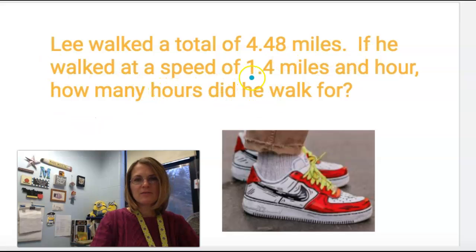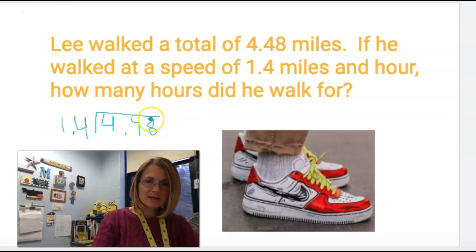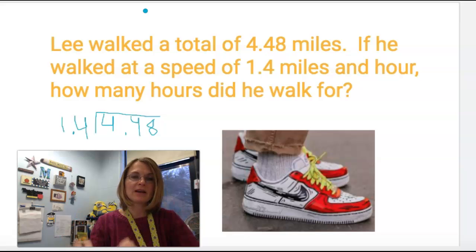If he walked at a speed of 1.4 or 1 4/10 miles an hour, how many hours did he walk for? So we know the total, which is 4 4/4800, and now we're going to divide that total by 1.4, okay? Because he's walking 1.4 miles an hour. So when you're dividing, we're going to set this up so that the number that's being split goes inside the box, and the number that's being split always goes first.